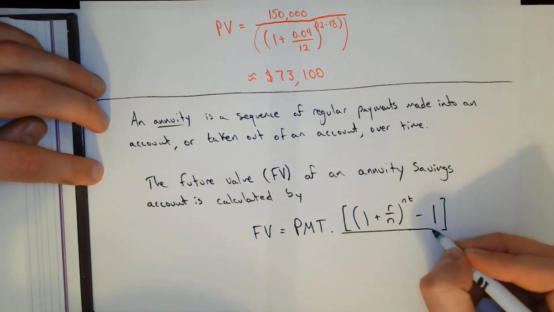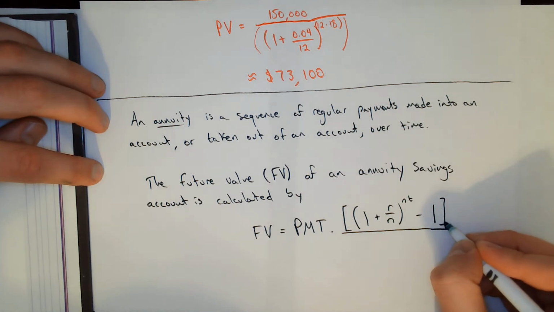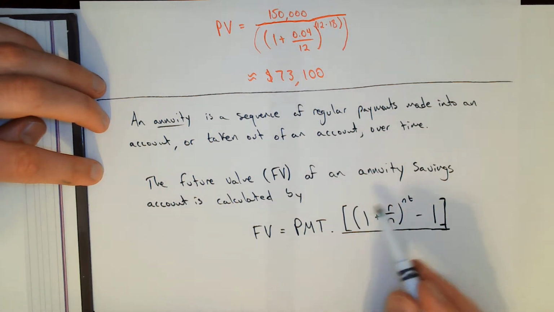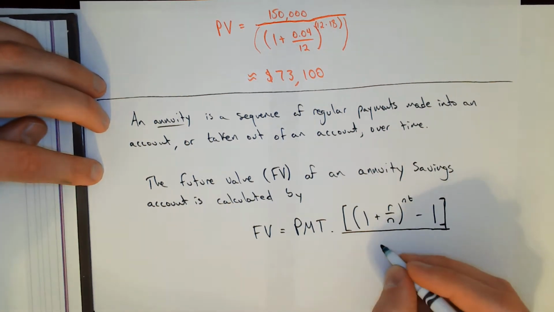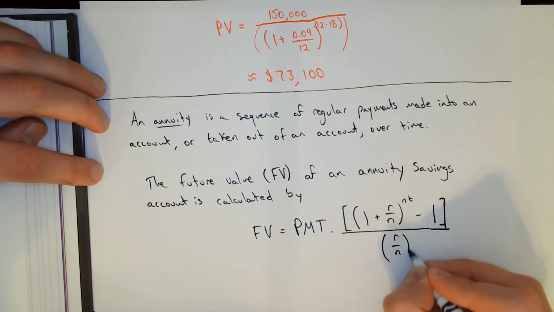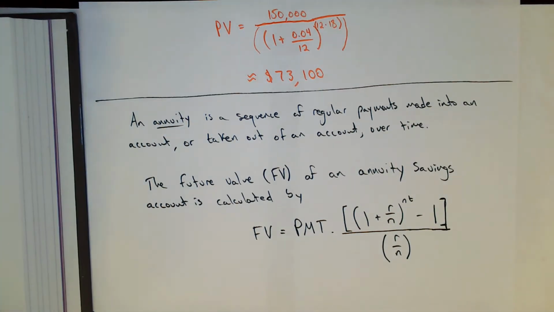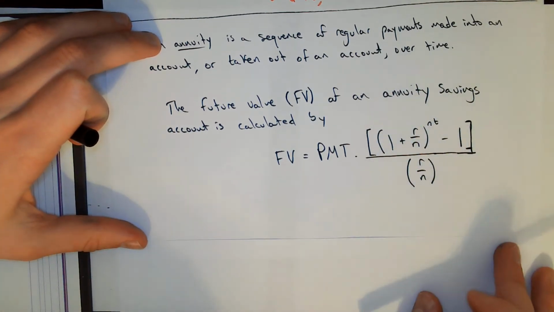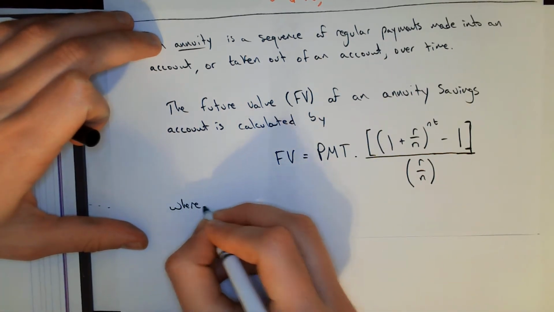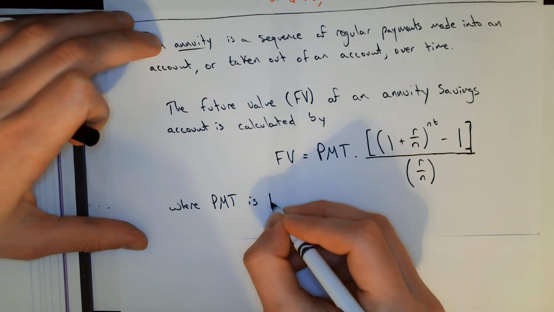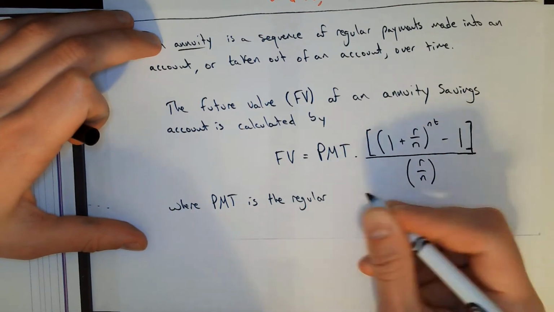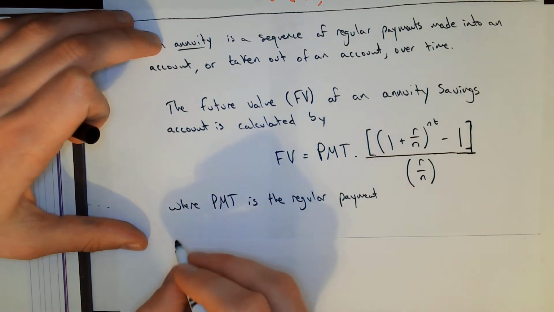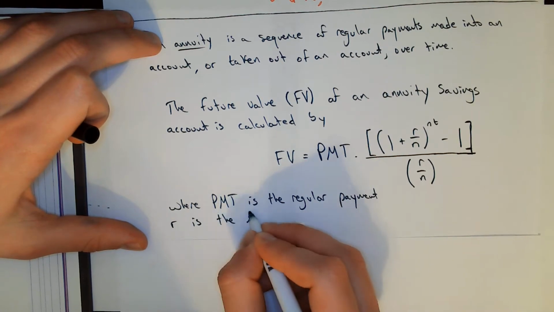Okay, so this is looking familiar. This, right, 1 plus r over n raised to the nt, that's part of the compound interest formula. And then all over r divided by n. Okay, now let me define each of these things, even though we already know what r is. R is the APR, but where PMT is the regular payment made, okay, probably guessed that, it's the regular payment. R, I'll go ahead and write, is the APR, we already knew that.